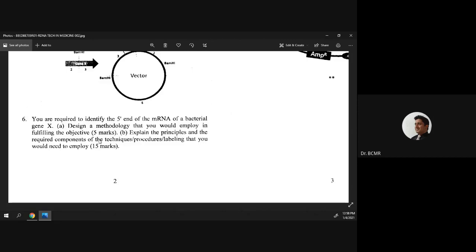RACE is just for identifying the ends, okay? Amplifying the ends. So just keep that in mind. Anybody else has any more?